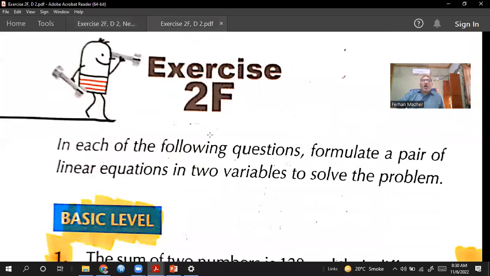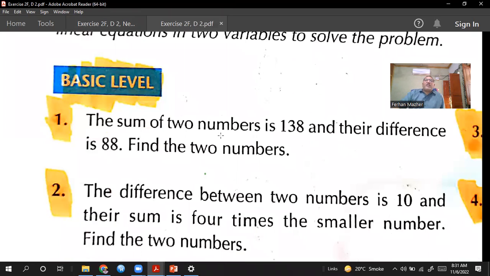On your screen, you can see the exercise 2F from the book D2. The first question says the sum of two numbers is 138 and their difference is 88. Find the two numbers. Suppose the larger number is X and the second number is Y. The sum gives X plus Y equals 138, and the difference gives X minus Y equals 88. These will be the two equations, and I will try to solve them simultaneously.